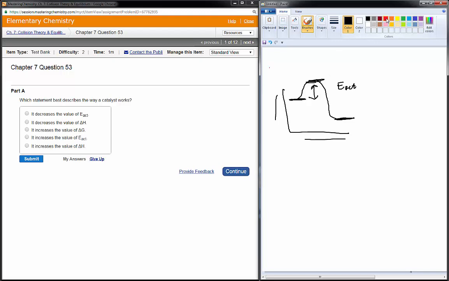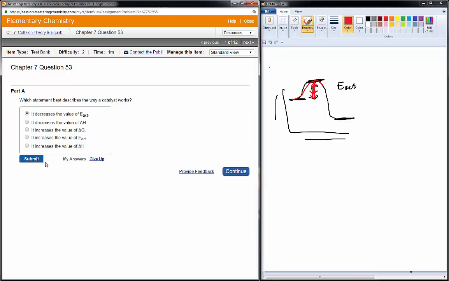So what does a catalyst do? A catalyst is not used up in a reaction, it just makes it go faster. The way it makes it go faster is by decreasing your activation energy, because this difference directly affects the rate of the reaction. The harder it is to get over the hill, the harder it's going to be for the reaction to proceed, the slower it's going to be. So a catalyst just lowers the activation energy.